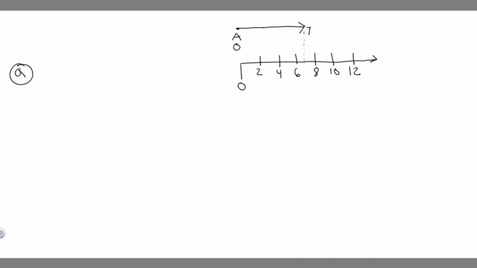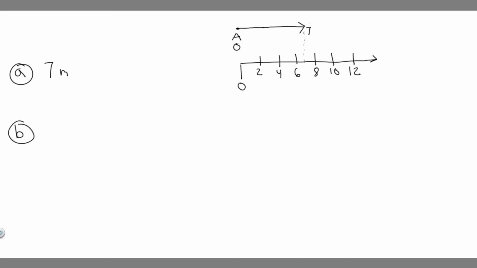For A, we're trying to find the distance. Distance is basically the length of the path, or the length of this line, so the length of the path that something travels. In this case, it goes from 0 to 7, so distance is going to be equal to 7, because it's 7 long. This is in meters, so it's going to be 7 meters. That's what A is going to be.